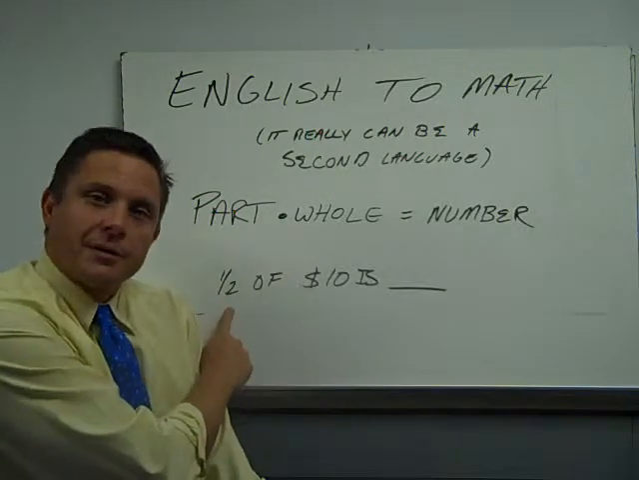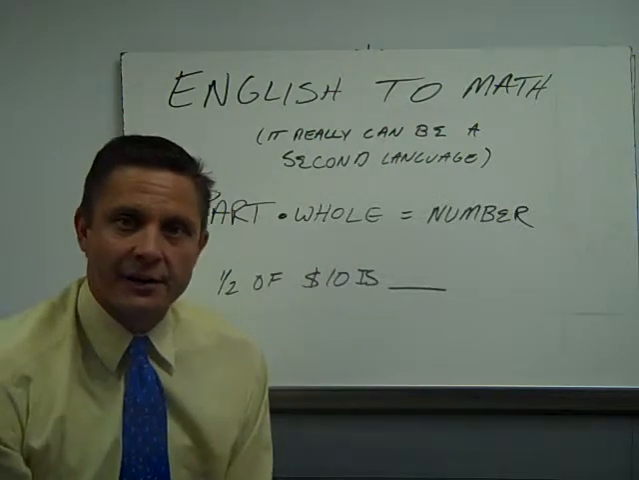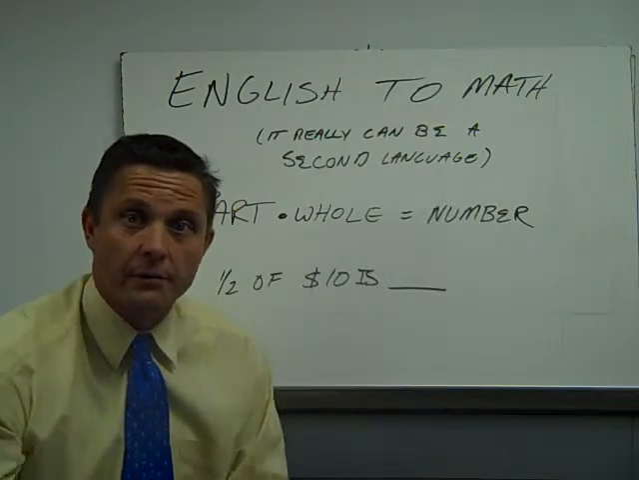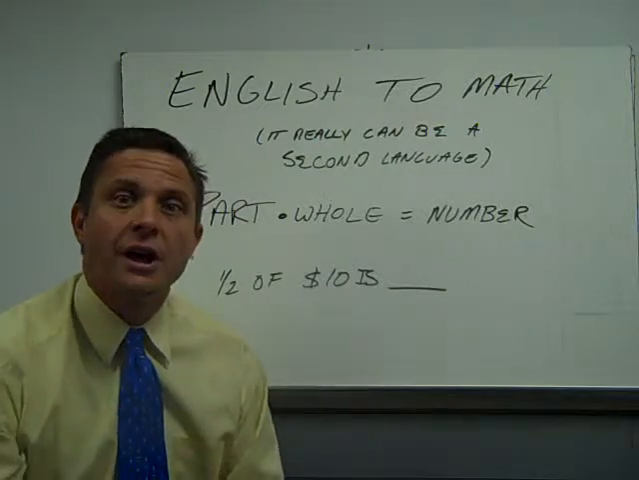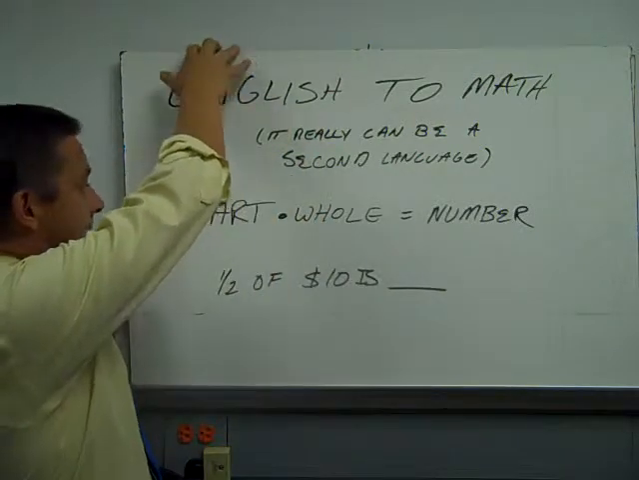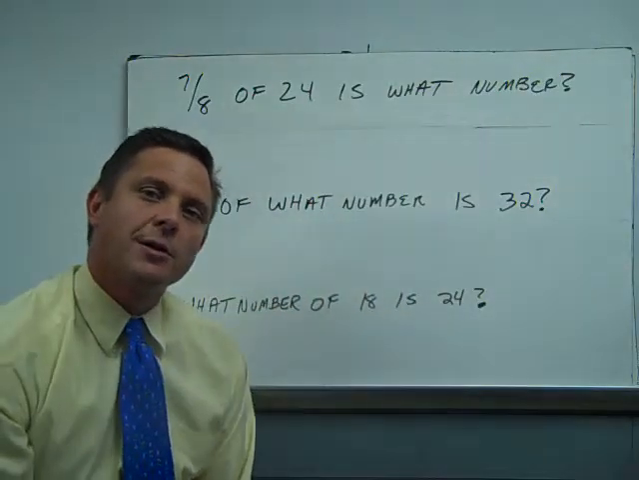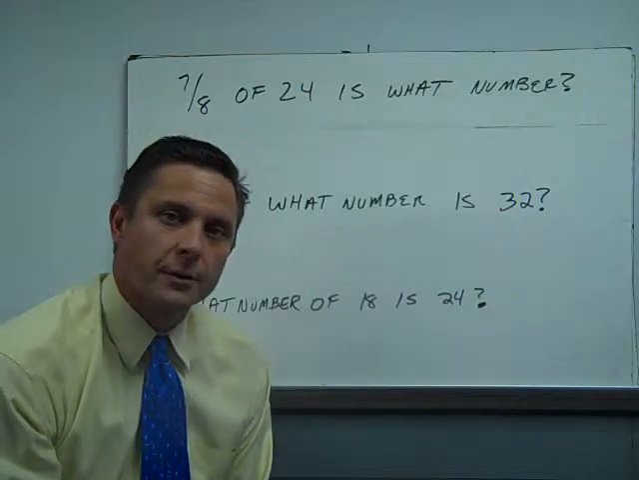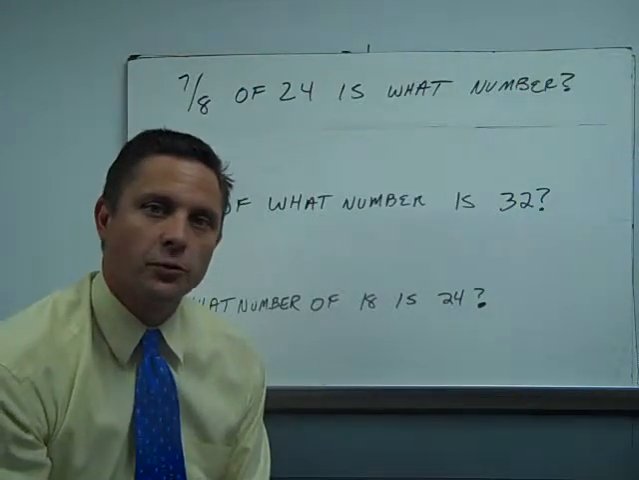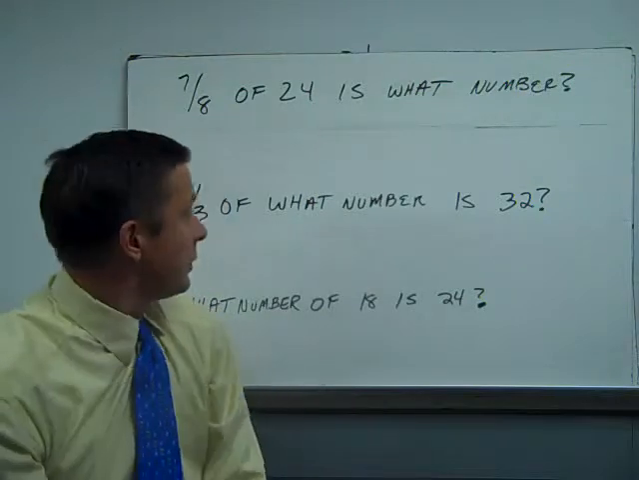And we can start with one like this. Half of $10 is blank. If I said I was going to give you half of $10, how much would I give you? $5. It is just a matter of making the conversion. But when we start lining them up in a little bit different formats, we tend to start to get a little confused. 7/8 of 24 is what number?